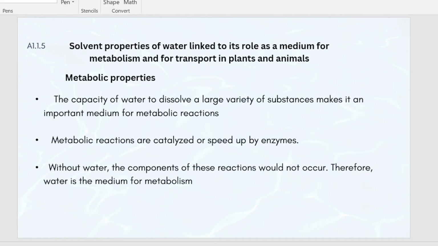As we also look at the solvent properties as linked to metabolism, the capacity of water to dissolve a large variety of substances makes it an excellent medium for metabolic reactions. Like I mentioned at the beginning of this topic, water is used for many of the metabolic processes that happen within the cells and outside of the cell. These reactions are catalyzed by enzymes, which is also a topic we'll be looking at in this course.